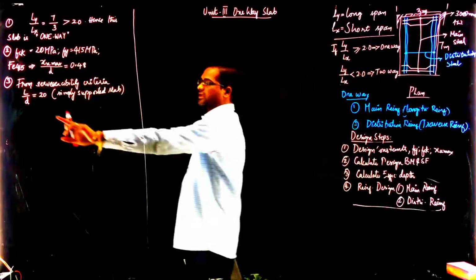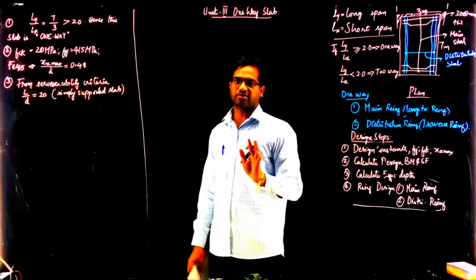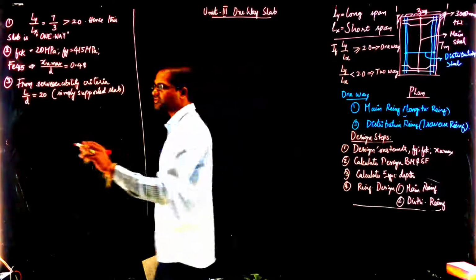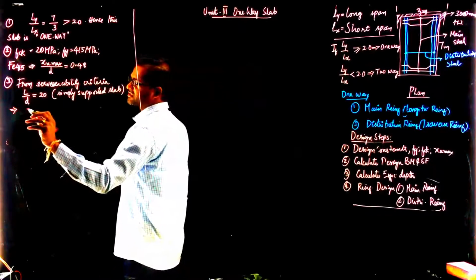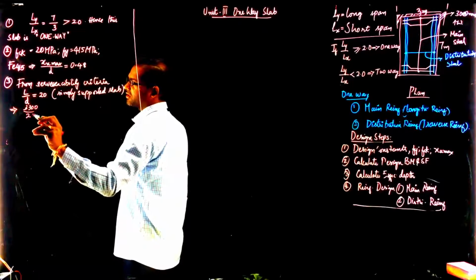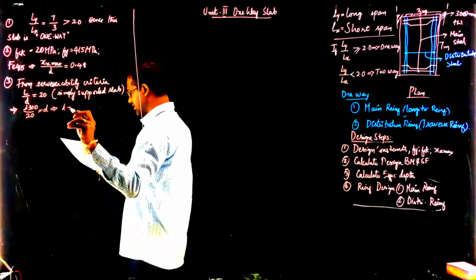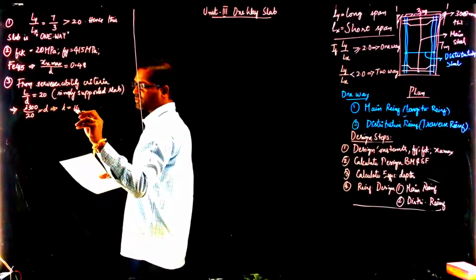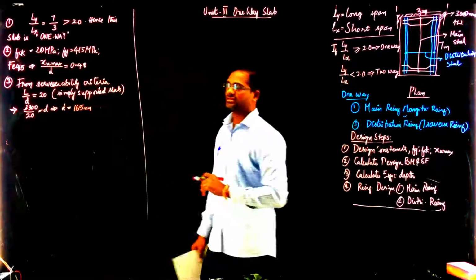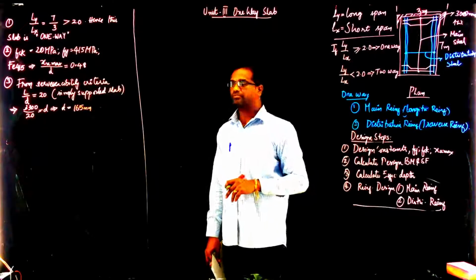When you are taking the L value, you can either take 3 meters or center to center. Preferably I will take the center to center distance. So 3300 divided by 20 will give you the depth. If you calculate this, D is coming as 165 mm. So from serviceability criteria, it is recommended to go for a slab thickness of 165 mm.